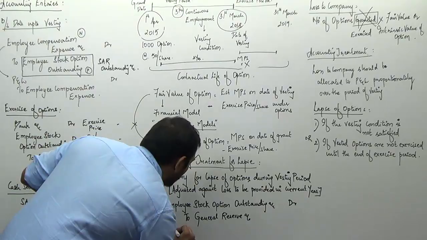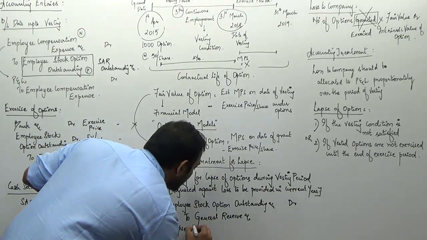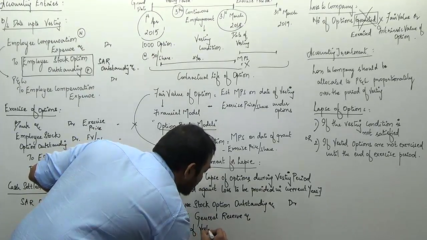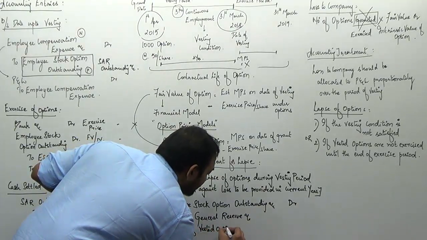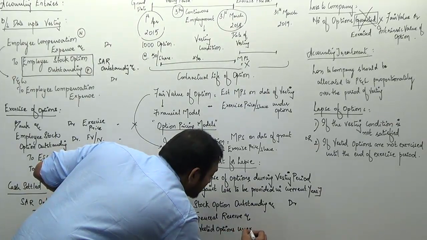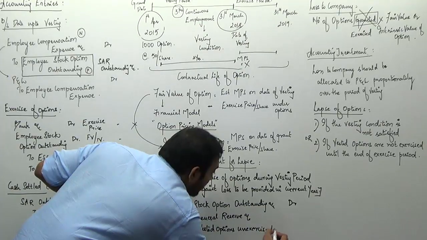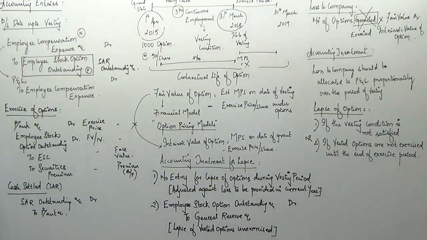This is the entry for lapse of vested options, unexercised. We record this entry. So we have seen two lapses. One, if the vesting condition is not satisfied. Two, when the options are vested, but the exercise period is completed and he did not pay the amount of exercise. So exercise price was not paid. Even those people, I will not allot the shares. They are called lapse of options.